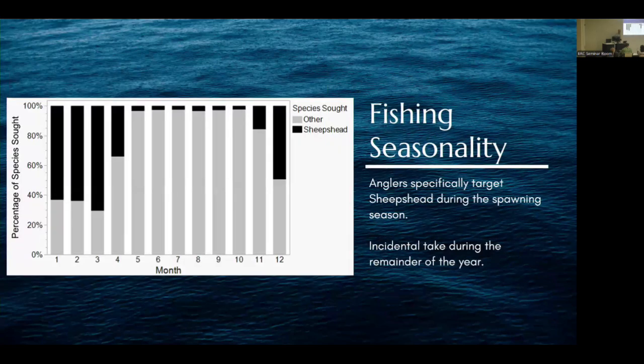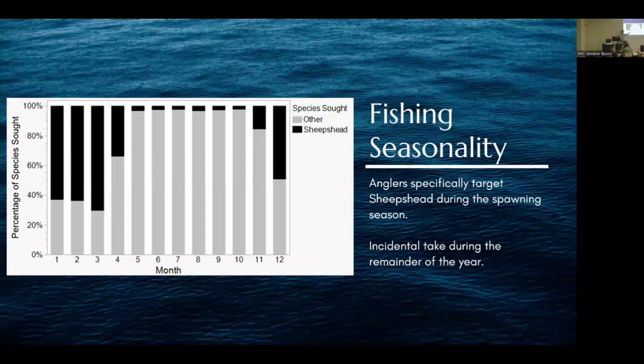Here we're looking at species sought data. So this is when an angler brings back some fish, they've got a sheepshead, and we've asked them, what were you fishing for today? And they tell us either we were primarily fishing for sheepshead, or we've just lumped everything else as other. So maybe they were fishing for redfish or trout, something else.